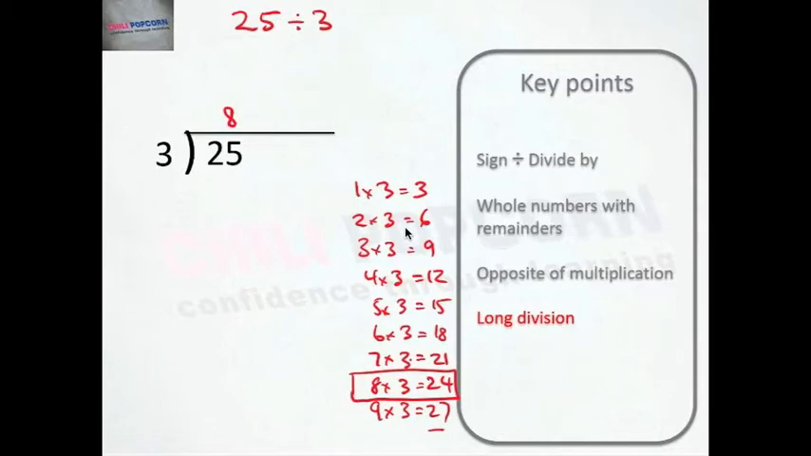Then that answer was 24. Now I'm going to subtract 24 from 25. So 5 minus 4 is 1. 2 minus 2 is 0. That's nothing. Now we compare 3 against 1. And 3 doesn't go into 1 because 3 is bigger than 1. So we have 8 remainder 1. We'll do a few more examples.